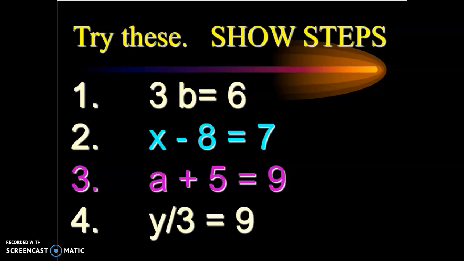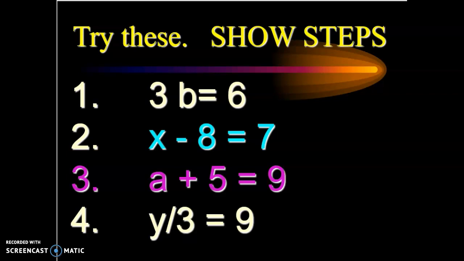So let's look at number 1. 3b equals 6. That's 3 times b equals 6. Write down what would you do, and again, what you decide to do on the left-hand side of that equation, you must do on the right as well. So write it down. Now let's look at number 2. X minus 8 equals 7. I want the x by itself on the left. How can I get rid of that subtracted 8?